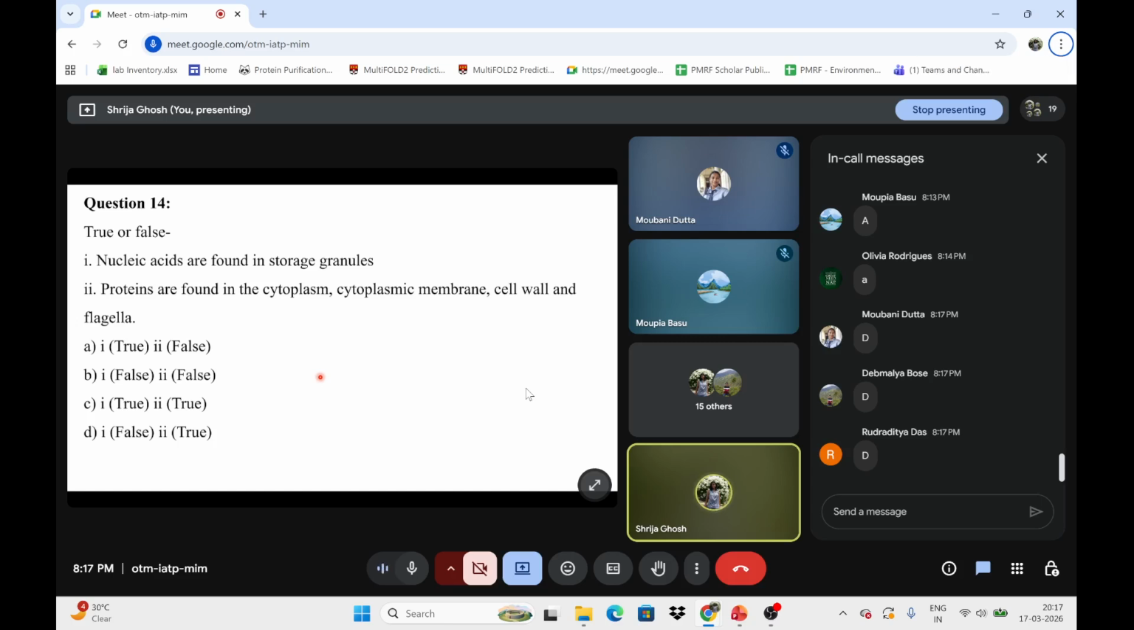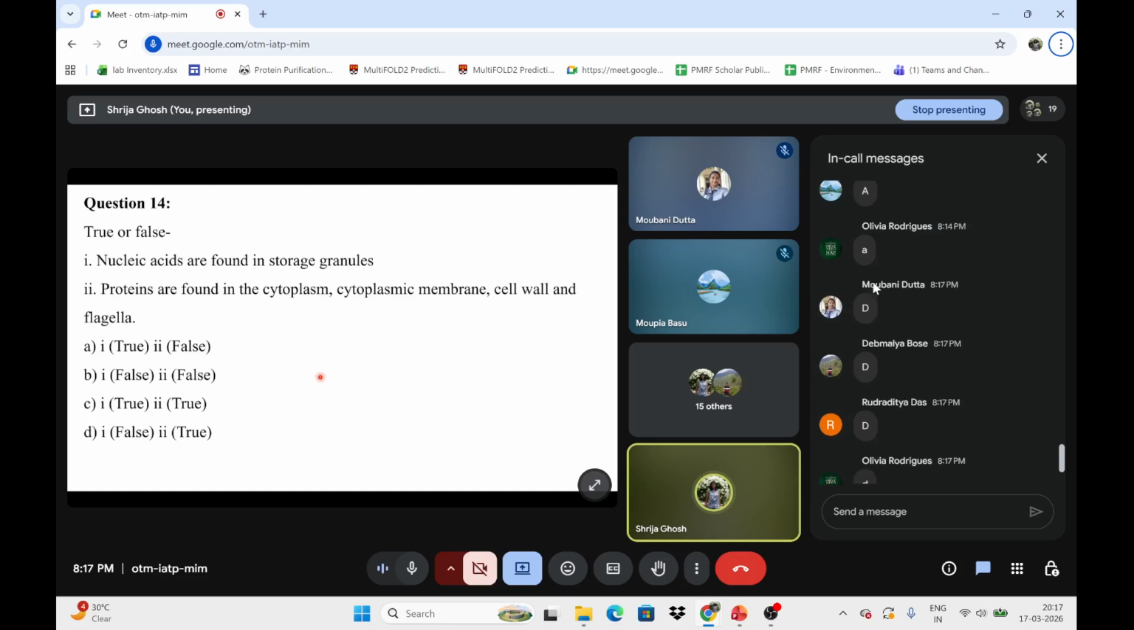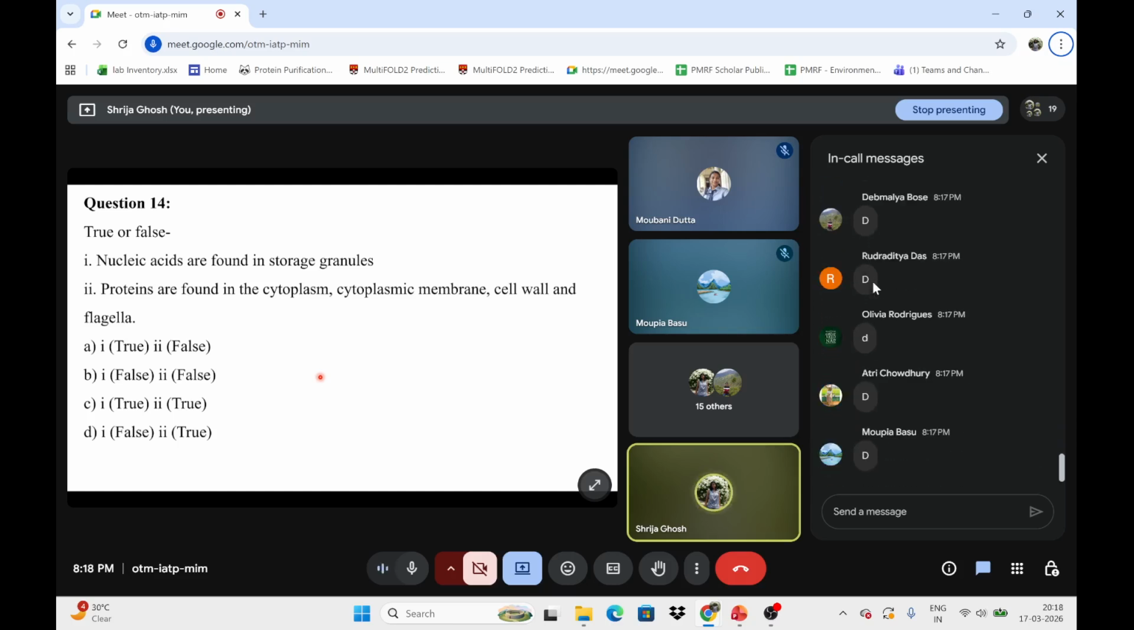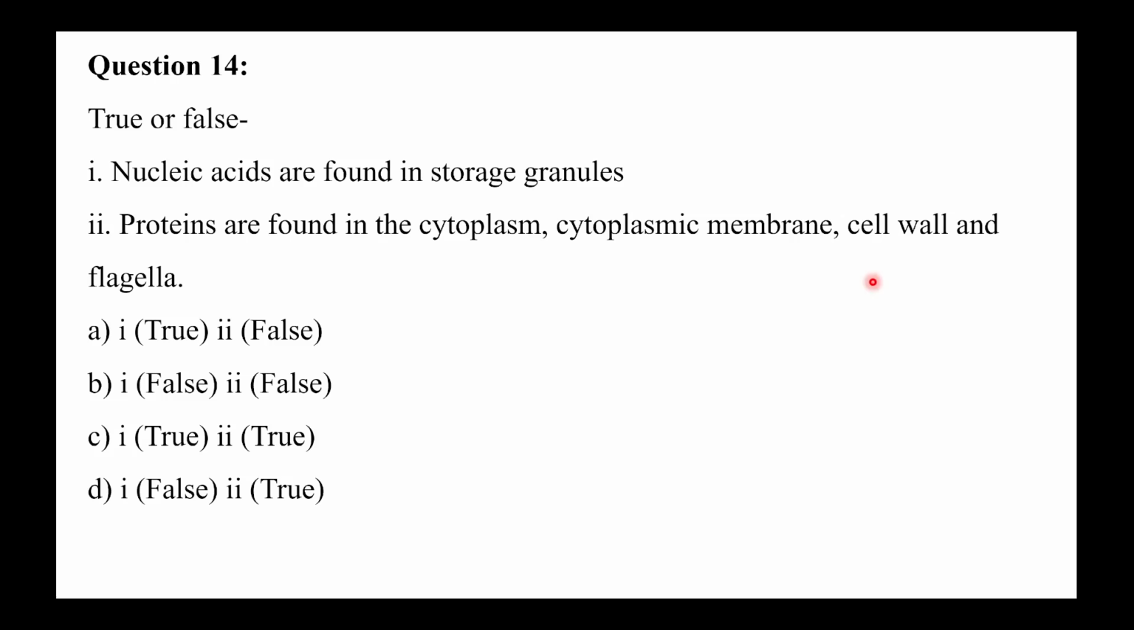Okay, I can see 3 people have answered option D. That is, first is false and second is true. So first statement is nucleic acids are found in storage granules, and second statement is proteins are found in cytoplasm, cytoplasmic membrane, cell wall, and flagella. Okay, more people have answered. So all of you are answering option D. So you are saying first statement is false and second statement is true. That is the correct answer.